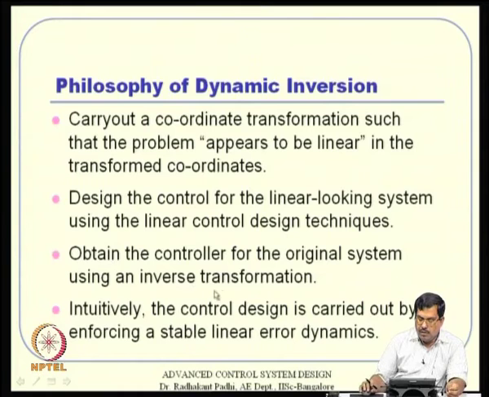So, intuitively the control design is carried out by enforcing some sort of a stable linear error dynamics. That is what we do, and that is the key point that we will latch on to now. We want to design a controller by enforcing a stable linear error dynamics. Whatever the error is, that error should continue to see some sort of a stable linear dynamics, that is all we need to do. So, control design has to be done in such a way that whatever error there is between your actual output and the desired output should keep on seeing some sort of a stable linear dynamics. That is what we will latch on to.